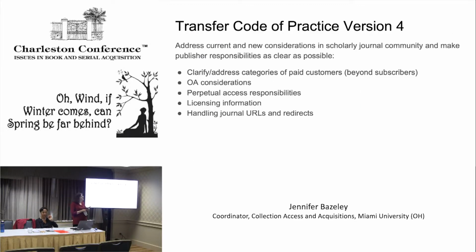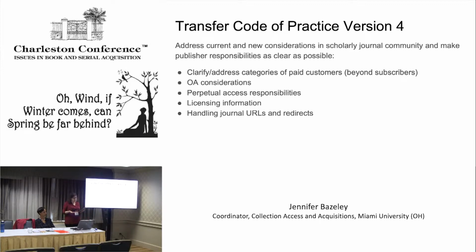So the new Code of Practice version 4, it basically seeks to address all the feedback we've gotten since the previous version was released in the very beginning of 2015. So that's a lot of feedback. It's 3 or 4 years' worth. And the intent, of course, of any new version is just to make sure that we're addressing the current needs of the publishing community and setting out publisher responsibilities as clearly as we can.